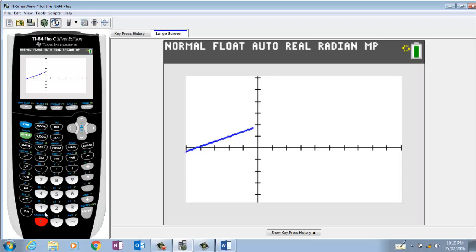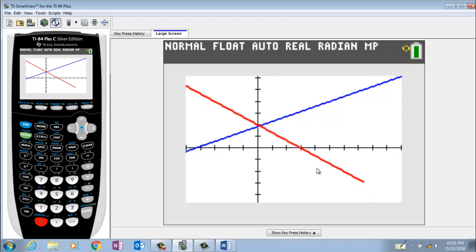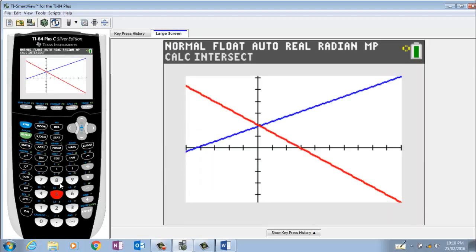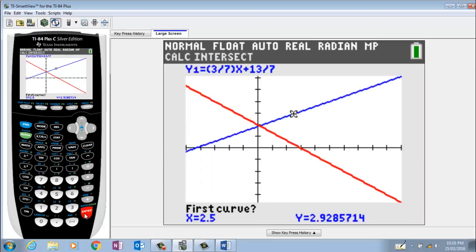And so here comes the flying fox equation, 3/7 x plus 13/7. Here comes the camera equation. And we need to find the intersection point. To do that, we go second calc, intersect, and it says first curve yes, second curve yes, guess yes, because there could be more than one, and the answer is 0.13, 1.9, so that agrees with what we've got algebraically.